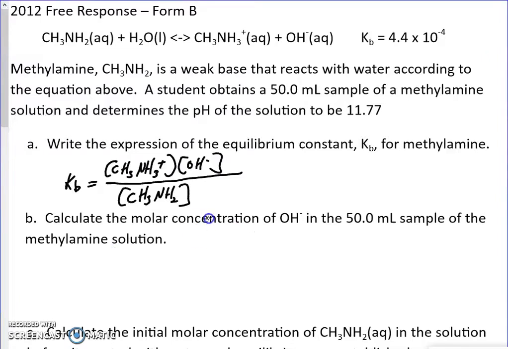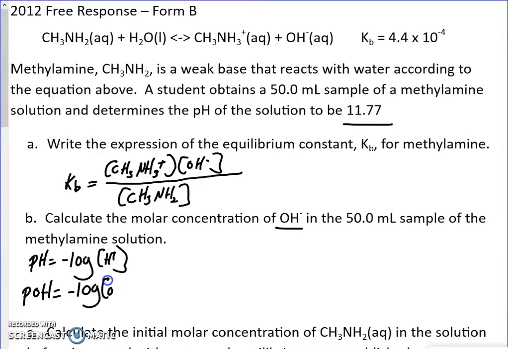B, calculate the molar concentration of hydroxide in the 50 milliliter sample of the methylamine solution. A lot of times we would do this with an ice table, but they help us out. They already gave us the pH. So remember, pH equals the negative log of the hydrogen ion concentration. That doesn't help us with the hydroxide ion concentration, but we can recognize that pOH equals the negative log of the hydroxide ion concentration. So we can find our pOH.